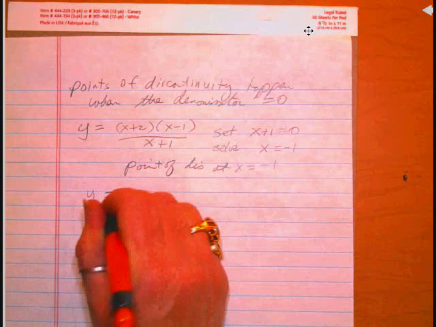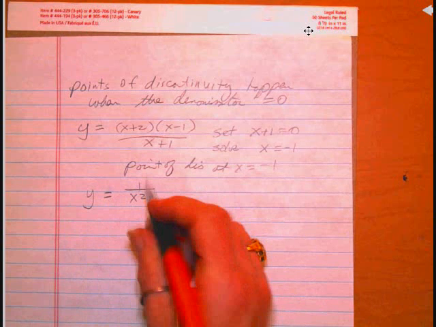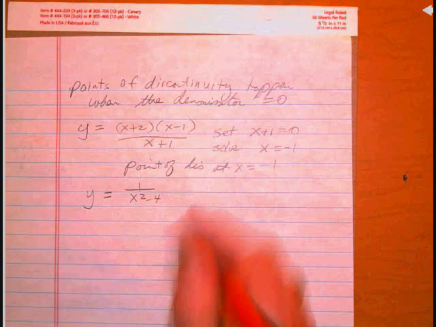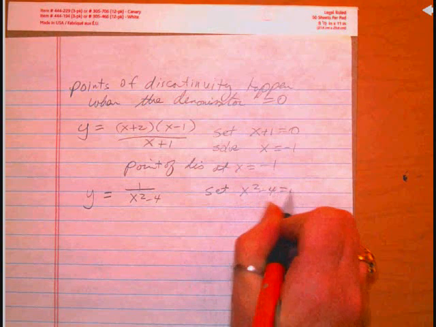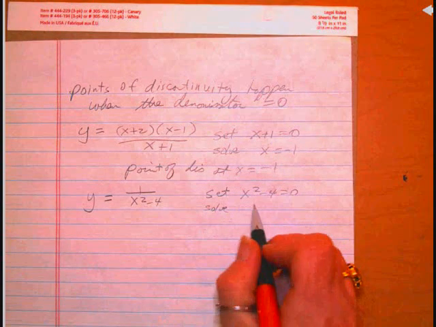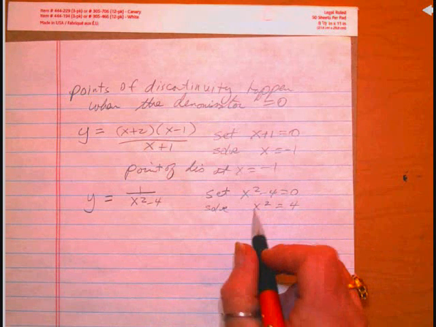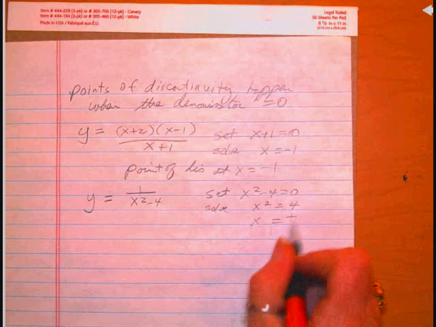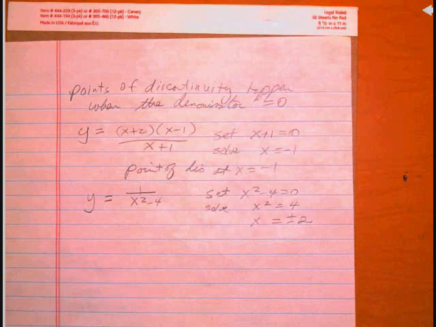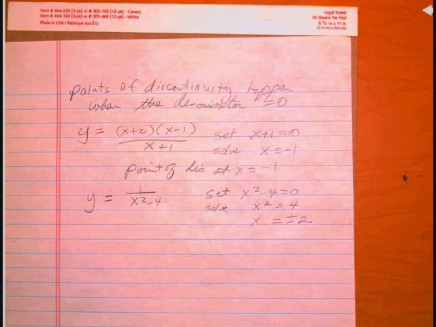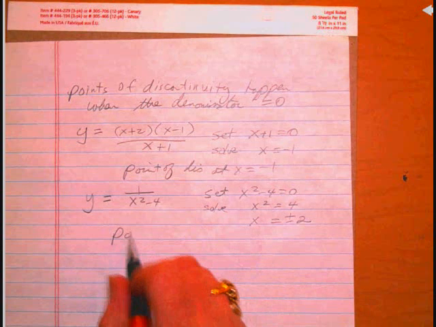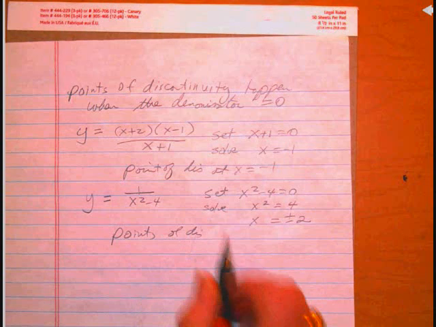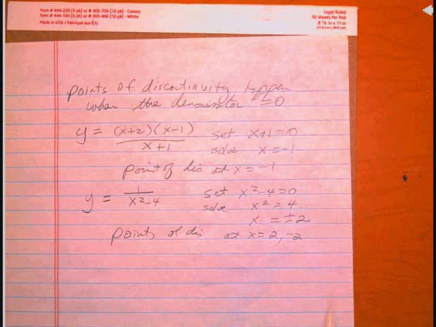If I have y equals 1 over x squared minus 4, I set the denominator to 0. X squared minus 4 equals 0. I solve that for x. That's x squared equals 4. Take the square root of both sides, and I get x equals plus and minus 2. And we're only looking for real number answers. If I get imaginary answers, they're not points of discontinuity, because we're looking for points of discontinuity in the real number system, in the graphs in the xy plane. So I have points of discontinuity at x equals 2 and negative 2. Yes, ma'am.